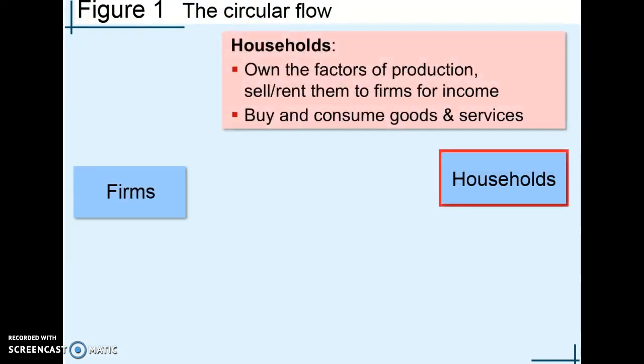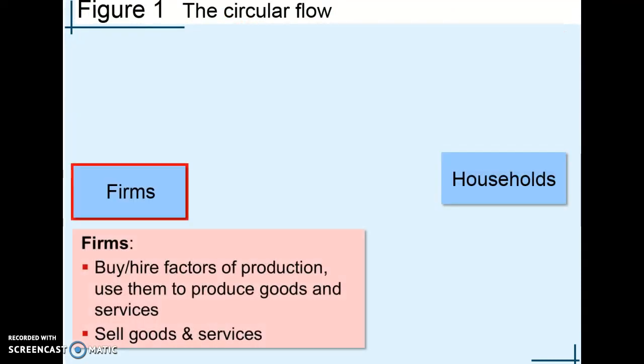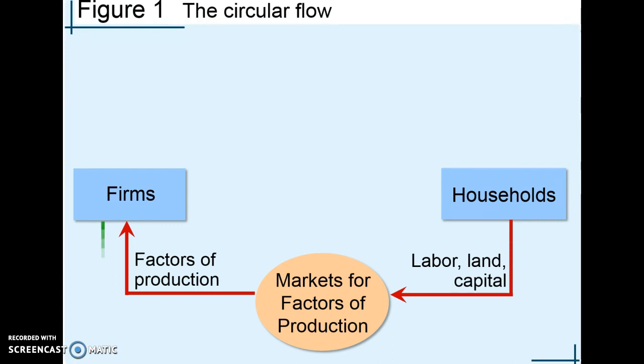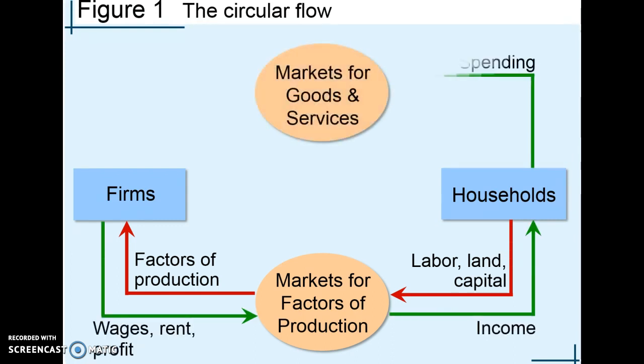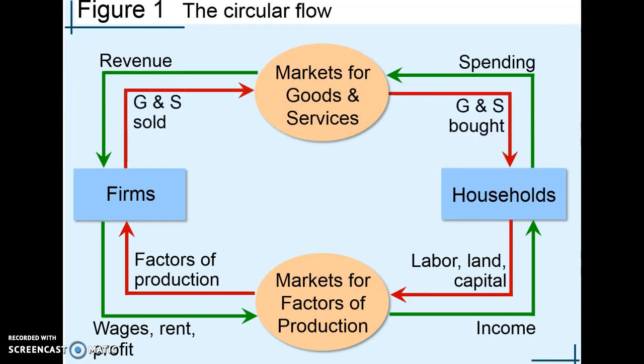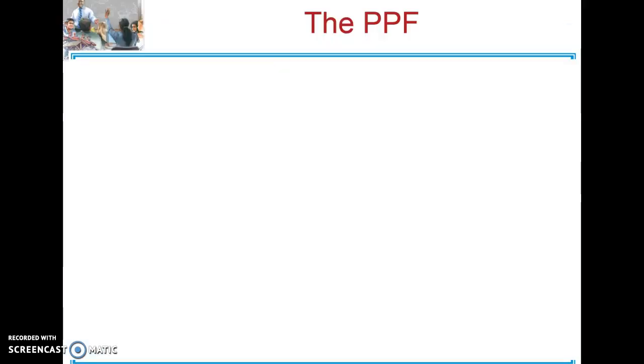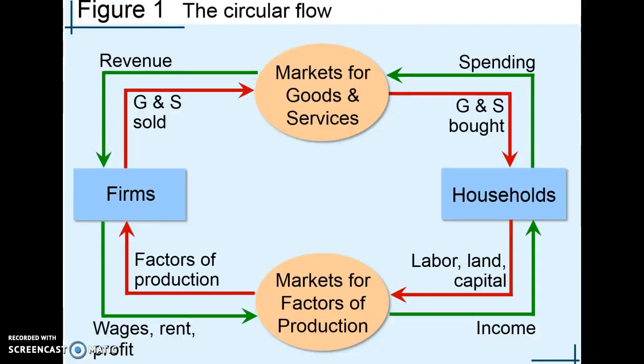Okay, here we're going to build the circular flow diagram piece by piece. So we have households and firms. Firms buy or hire the factors of production. They use them to produce goods and services and sell goods and services. So that's on the bottom here, and I'll explain the cash flows in a minute. And then we have households that are buying a variety of goods and services.